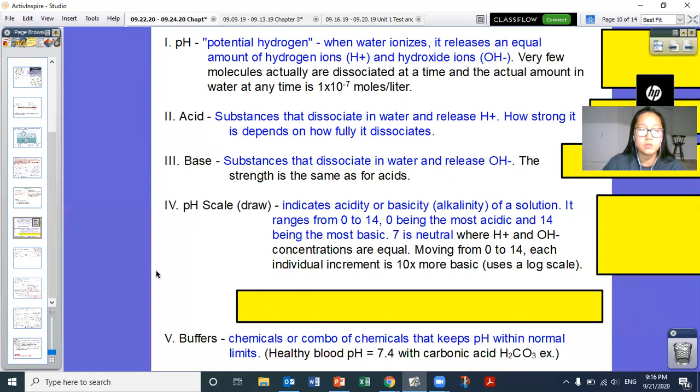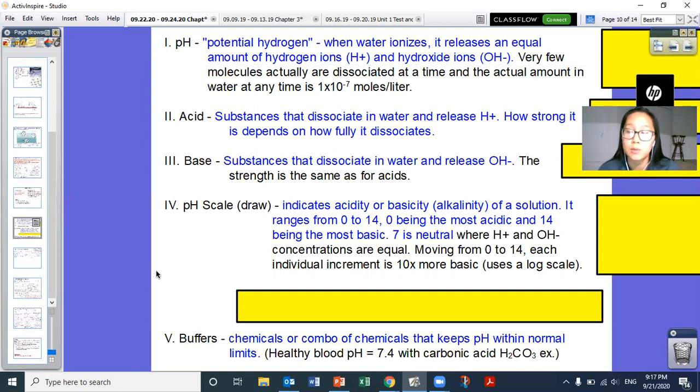Buffers are chemicals or combinations of chemicals that keep the pH within normal limits. So for example, our healthy blood pH is a little bit basic. It's a 7.4, and it has some carbonic acid in it because carbonic acid will react with water and produce OHs to balance out other things that get added into it, like carbon dioxide and oxygen, that cause blood to become more acidic.